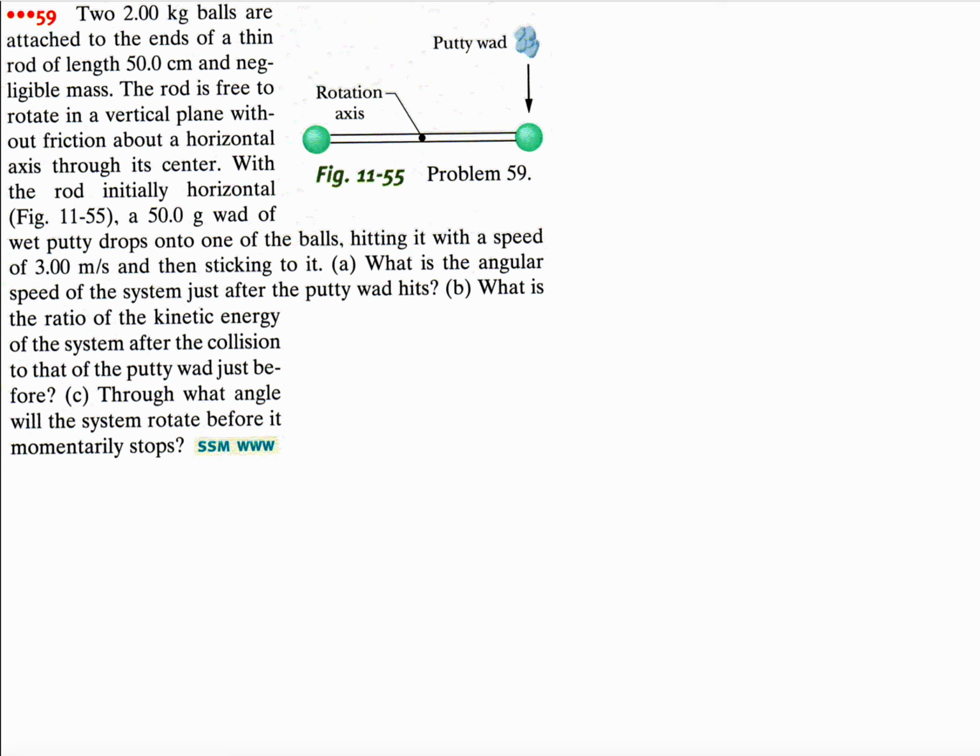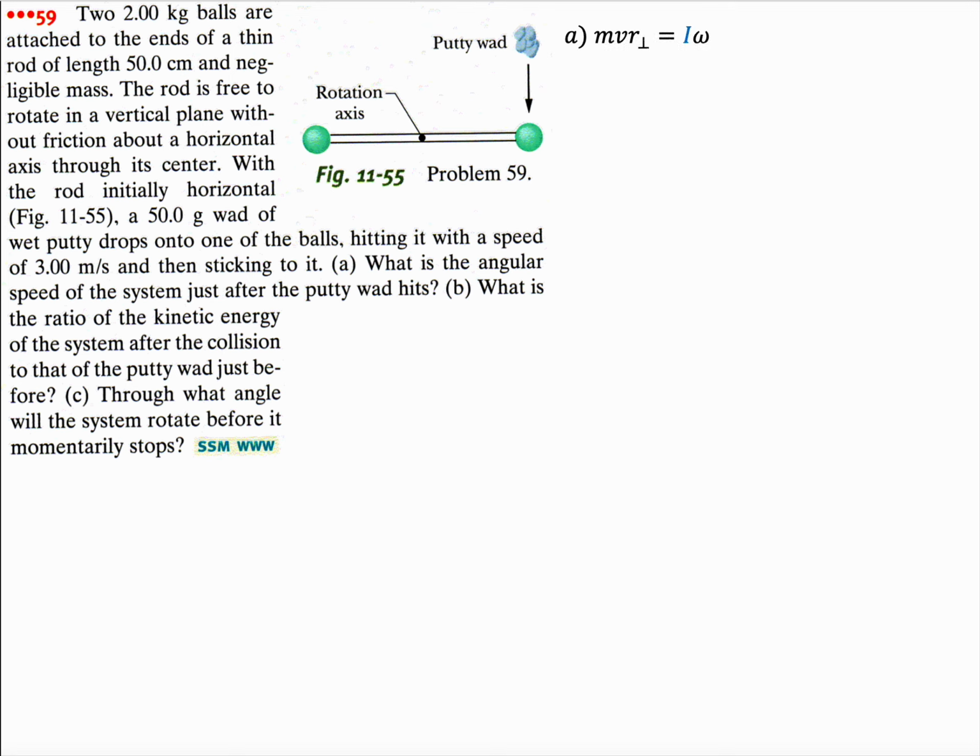It's initially at rest. A 50-gram wad of wet putty drops into one of the balls, hitting it with a speed of 3 meters per second and sticking to it. A, what's the angular speed of the system just after the putty wad hits? To solve A, we need to use angular momentum.